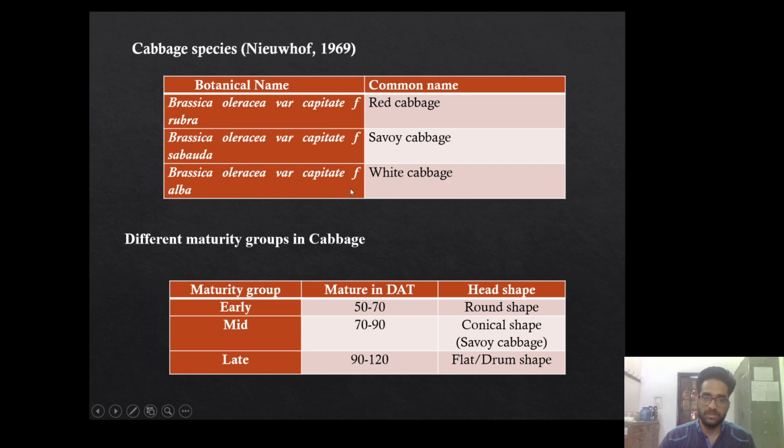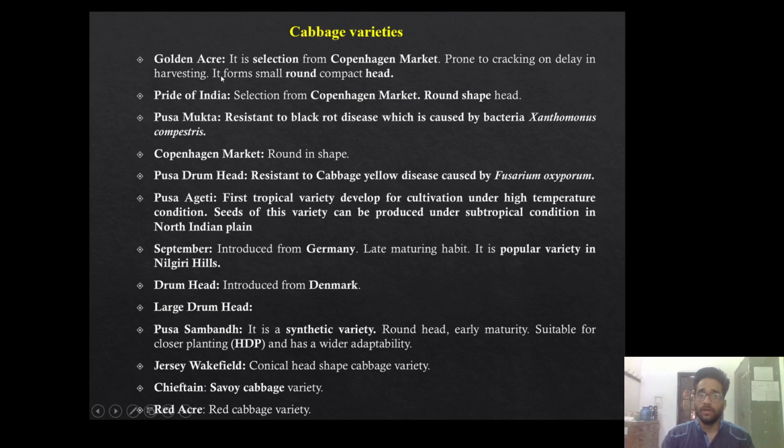Different maturity groups in cabbage are early, mid, and late. Early maturity group matures 50 to 70 days after transplanting. Mid varieties 70 to 90 days after transplanting. Late varieties mature 90 to 120 days after transplanting. Round shape cultivars of cabbage are early maturity type, conical shape are mid maturity type, and flat drum head type are late maturity group. Now, varieties of cabbage.